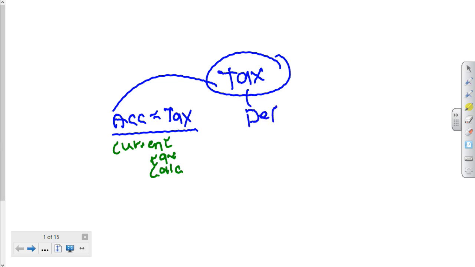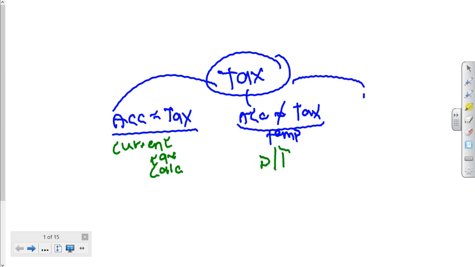And then we had deferred tax, where accounting is not equal to tax, but it is temporary. We're going to look at deferred tax today. And then we're also going to look at where accounting is not equal to tax and it's permanent. Those are exempt items, and those ones we're going to look at.